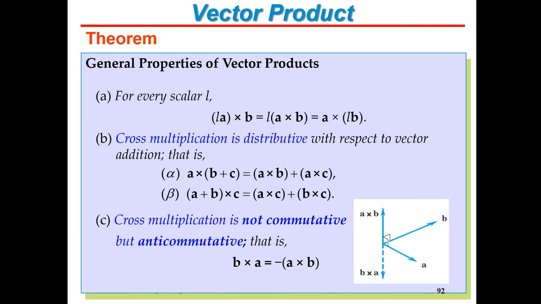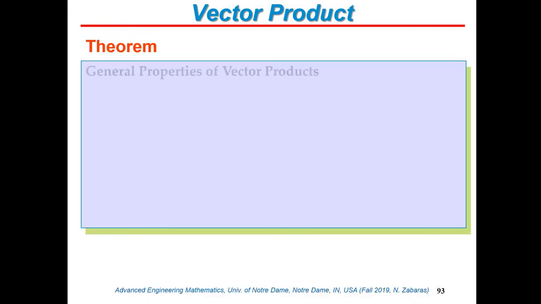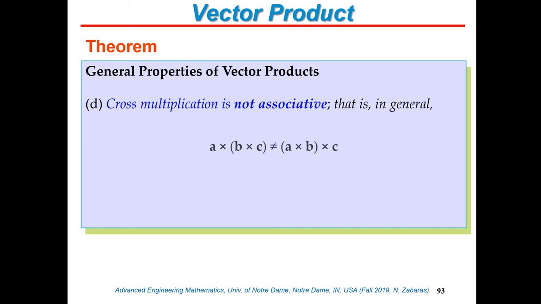Let me also mention the following is not true. The associative property is not valid for the cross product. If you have to calculate the cross product of A with the cross product of B and C, this is not the same as the cross product of A and B, cross product with C. Okay, this is not the case.